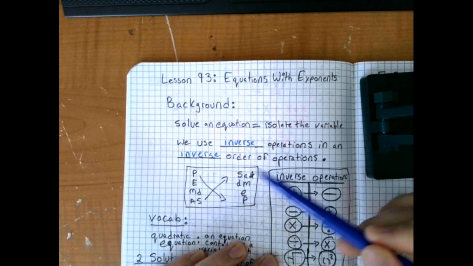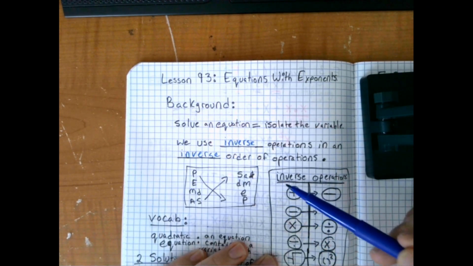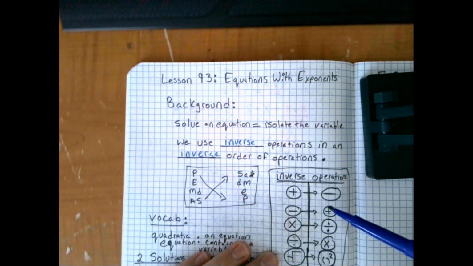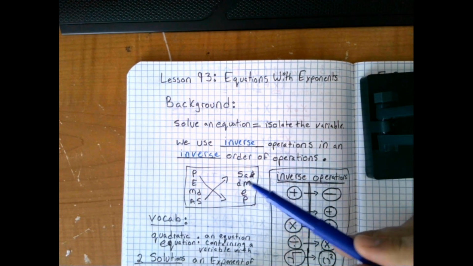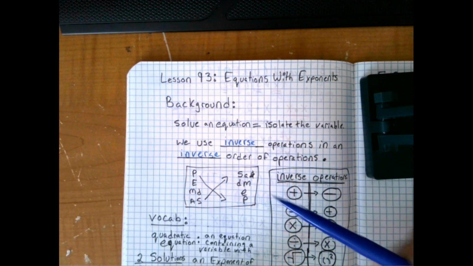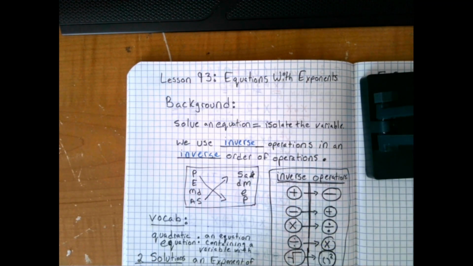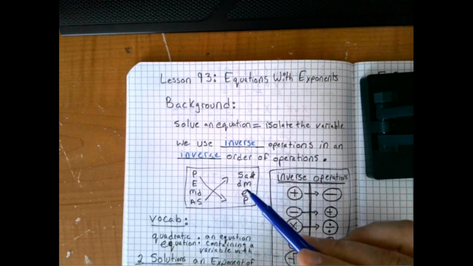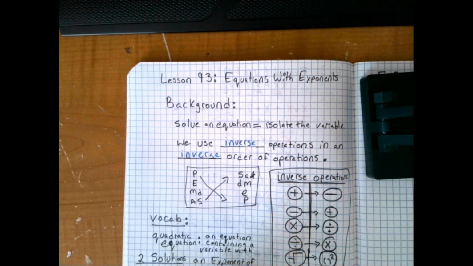Remember, inverse operations will always cancel. So if we see subtraction or addition, we're going to flip it to the opposite with the same numbers. If we see multiplication, we use division. If we see division, we use multiplication. We're just going to use whatever is the exact opposite. You've already seen all of those. The new one today is exponents.